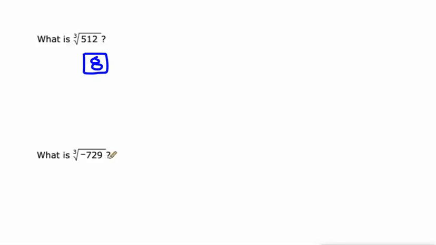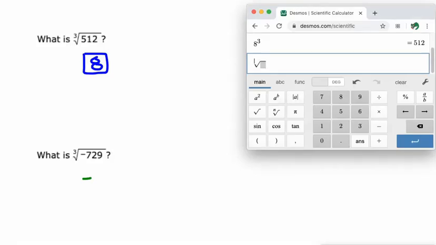And what about the cube root of negative 729? Well, we know the answer is negative because we're taking the cube root of a negative. So the cube root of 729 is 9. So the cube root of negative 729 must be negative 9. So negative 9.